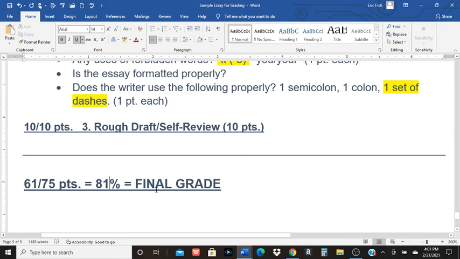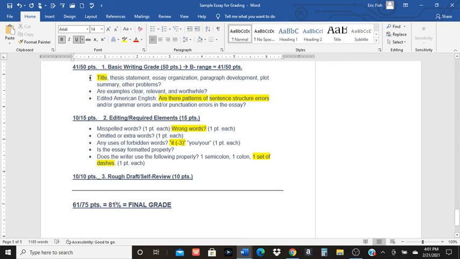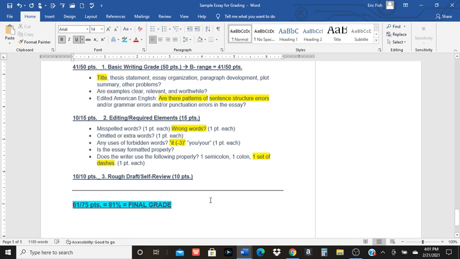And notice I'm doing this math in my head, so make sure you check the math as well. Make sure you don't make a mistake there. But you can see I'm adding up all 3 of those grades to get the one at the bottom, and down here's the final grade for the essay. And that's basically how the essay is graded. Then I save it as a PDF document and send it back to you.